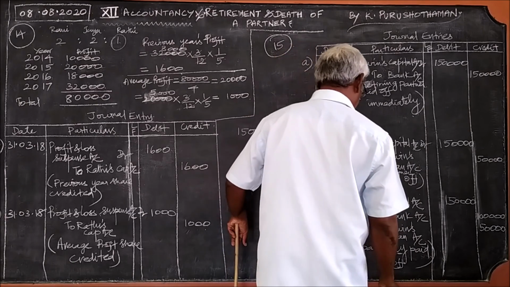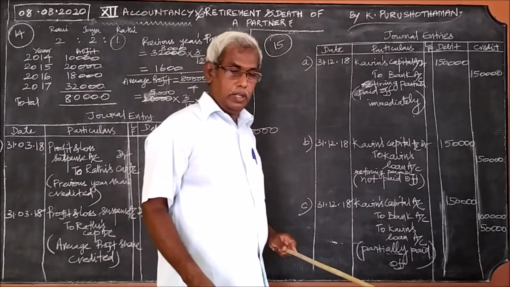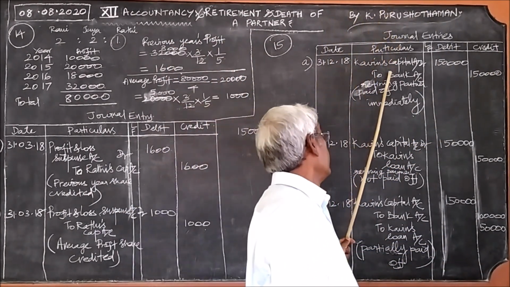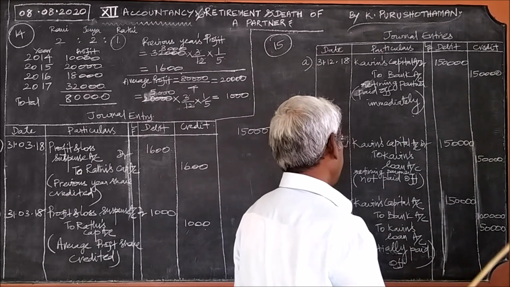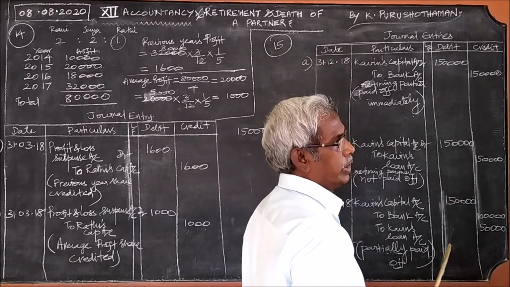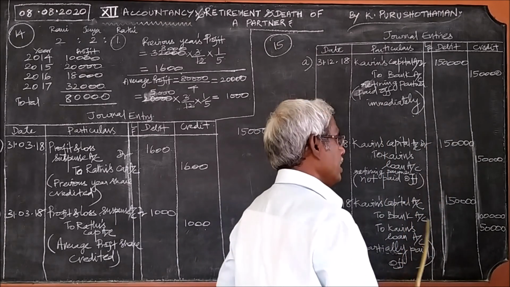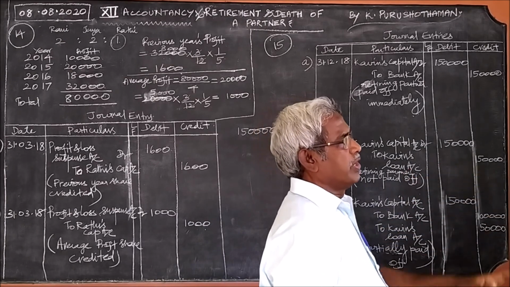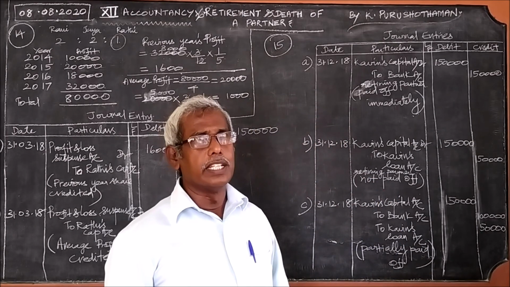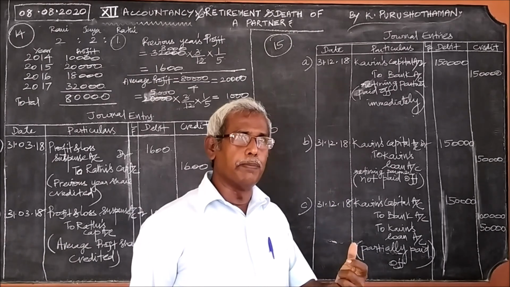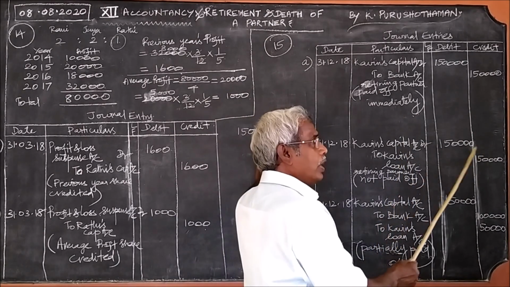Retiring partner not paid off, and partially paid off. If the full amount is paid, this journal entry: Kavin's capital account to bank account, because bank is the giver. If no payment is given to the retiring partner, then the capital account amount will be kept as a loan in the business. It is treated as if the retiring partner is giving the amount due to him as a loan. So we write Kavin's loan account.